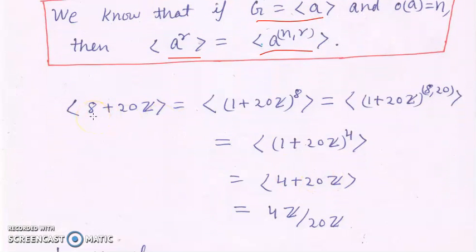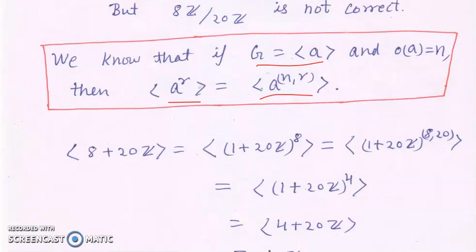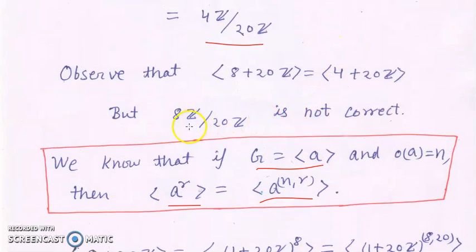Now, if you write the subgroup generated by 8 plus 20Z, it can be written as the subgroup generated by (1 plus 20Z) to the power 8. By this formula, that can be written as (1 plus 20Z) to the power 4, which is the same as 4 plus 20Z. And 4 plus 20Z can be written as 4Z upon 20Z. So the subgroup generated by 8 plus 20Z can also be written as 4Z upon 20Z. It is not correct to write it as 8Z upon 20Z, because 8Z upon 20Z is not defined.